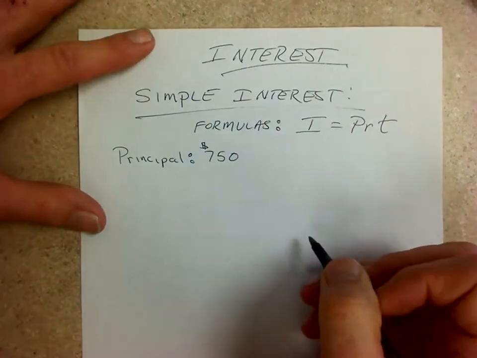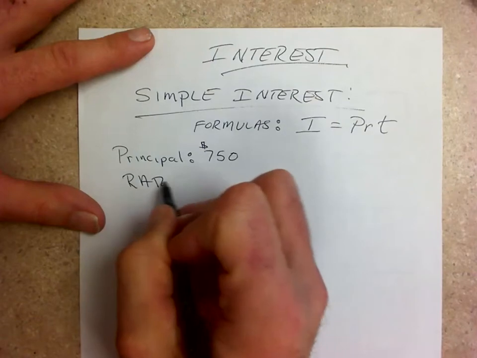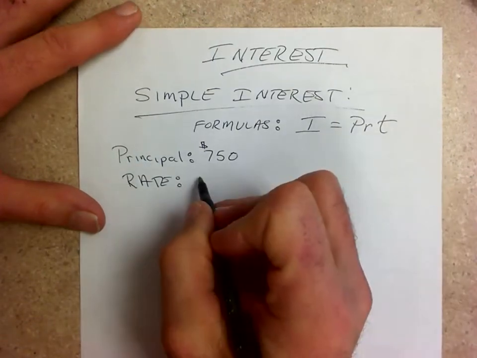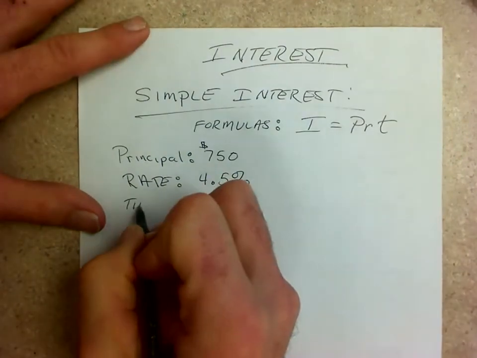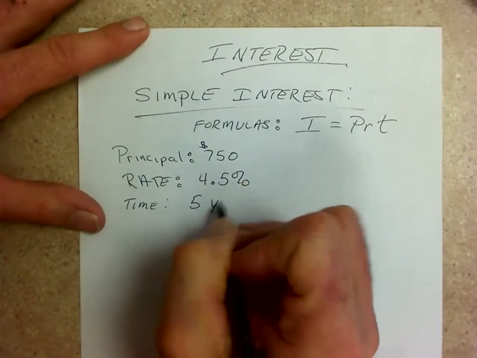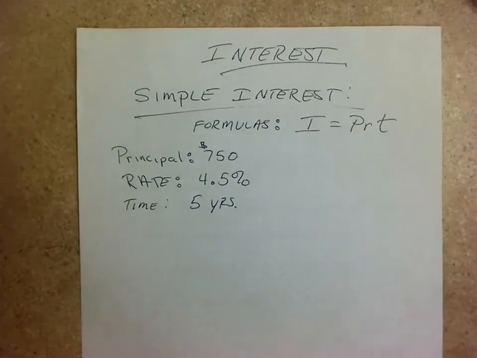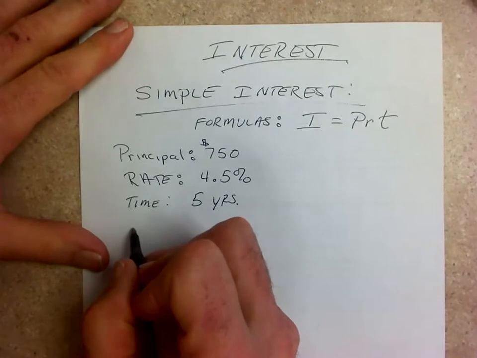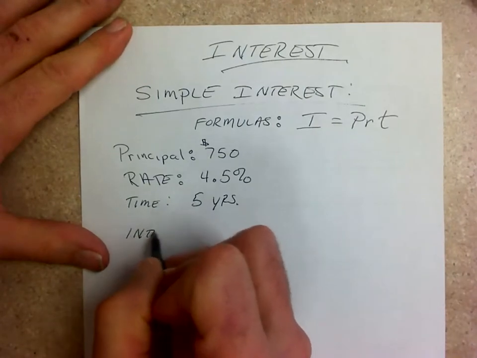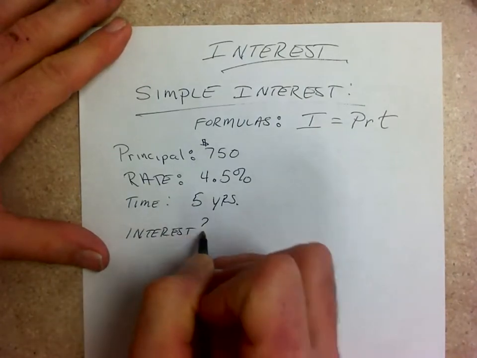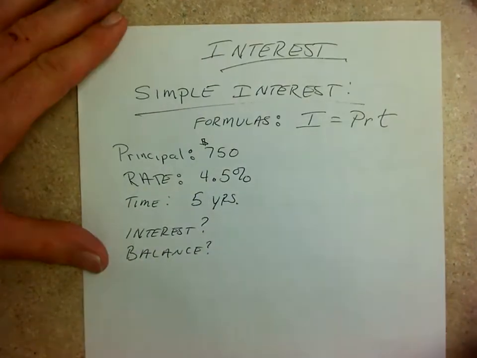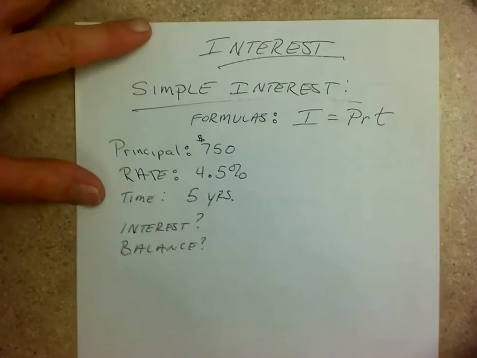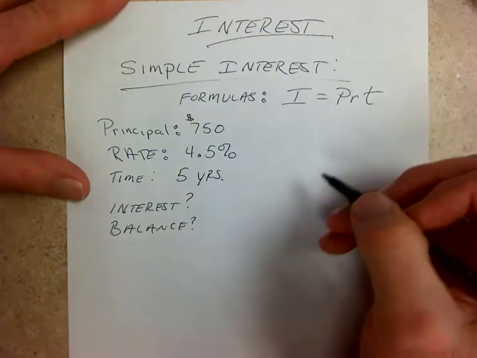So let's say that we want to invest $750 in our savings account. The interest rate right now is 4.5%, and we want to do this for 5 years. So the question is, actually there's two questions. Number one, what would be our interest that we would gain after 5 years? And what would the balance in our savings account be after 5 years? Those are the two questions we need to be able to answer, and our formula will allow us to do that.